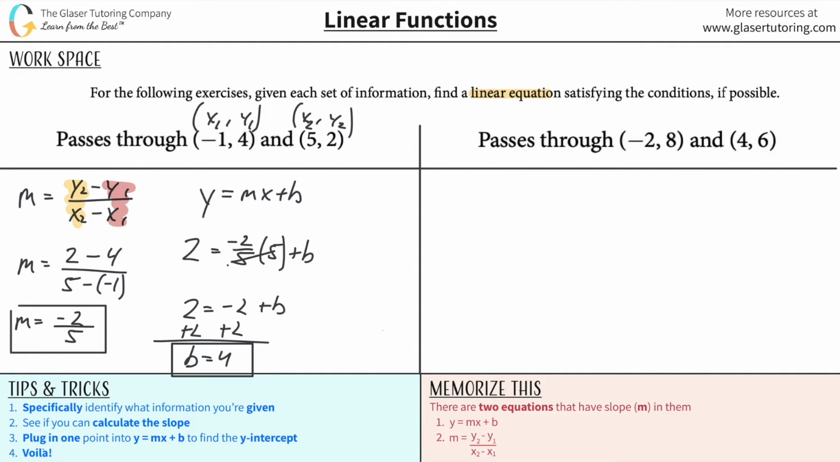So now we can finally write down the formula. So y is equal to m, which is -2/5, x, plus then the b value, which is 4. All right? So there we go.